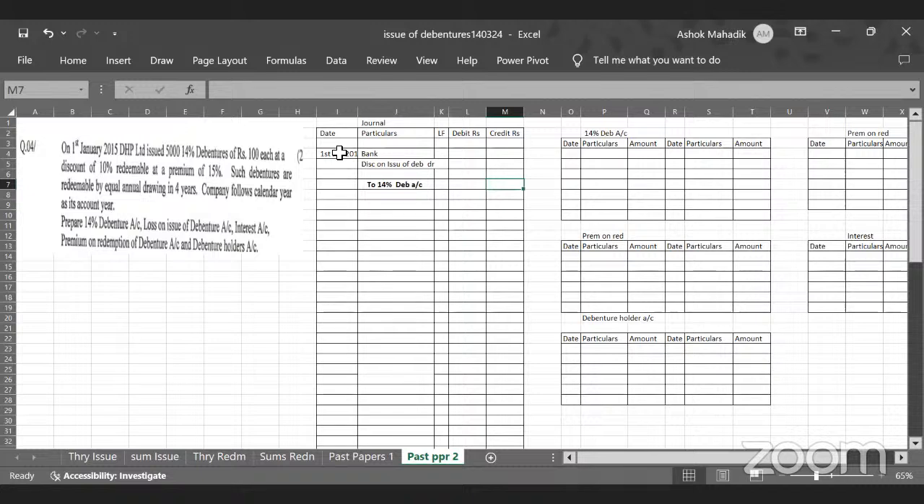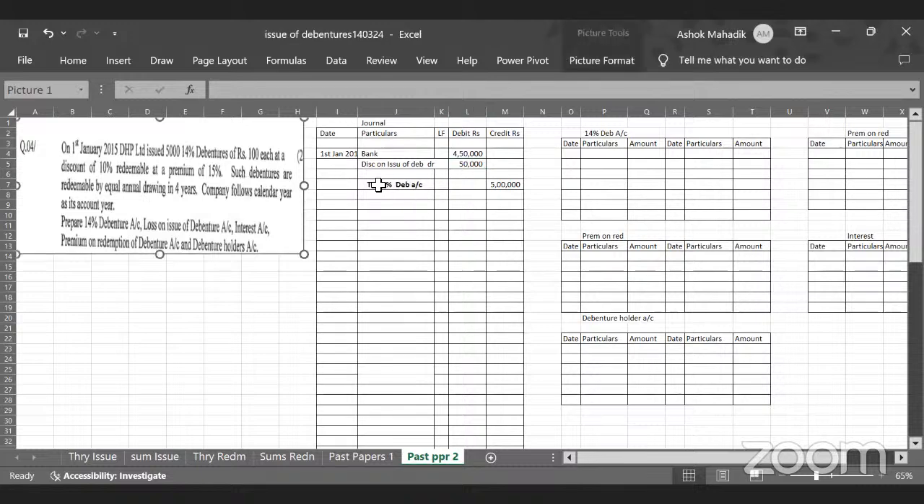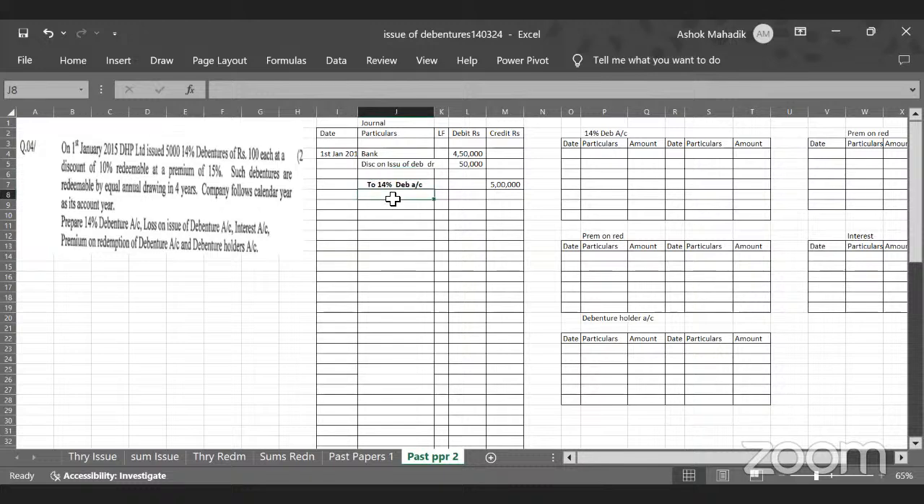First of all, we'll record the value of debentures, that is face value. So 5,000 into 100, so 5 lakh rupees. So debentures are worth 5 lakh rupees. We are giving at a discount of 10%, so 50,000. So in bank, we must have received only 4 lakh 50,000, right? Now, these are redeemable at 15% premium. So that will be a loss as well as a liability, isn't it? As I taught you earlier. So loss on issue of debentures. It will be 15%.